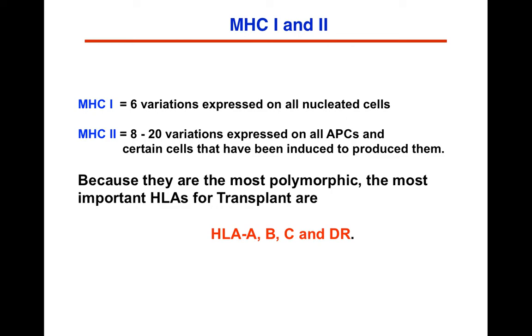MHC2 has many more variations, from 8 to 20 or more, expressed on all APCs and on certain cells that have been induced to produce them. We've seen those in the thymus: stromal cells and epithelial cells that can produce MHC2 on their surface under strict conditions. But other than that, it's just the antigen processing cells.